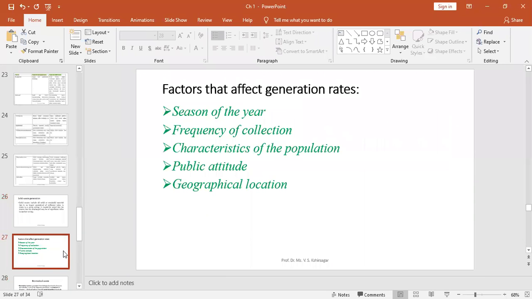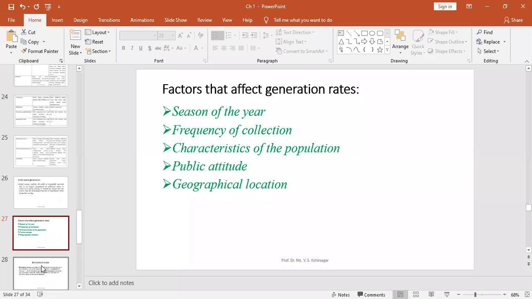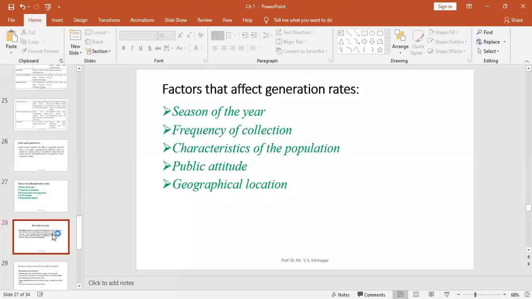There are various factors affecting the solid waste generation, and these are the season of the year, frequency of collection, characteristics of the population, public attitude, geographical location. Okay. So this part we have discussed till the last lecture. I don't know whether you have written or not. So the last point you can note down in your notebook, that is factors that affect the generation rate of the solid waste. Why you need to write the generation rate, I will explain.